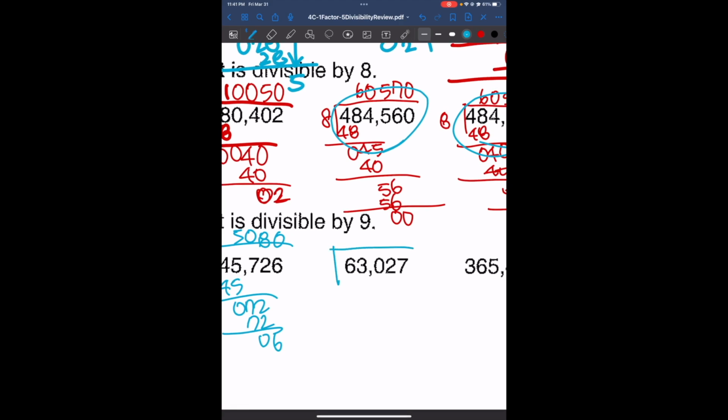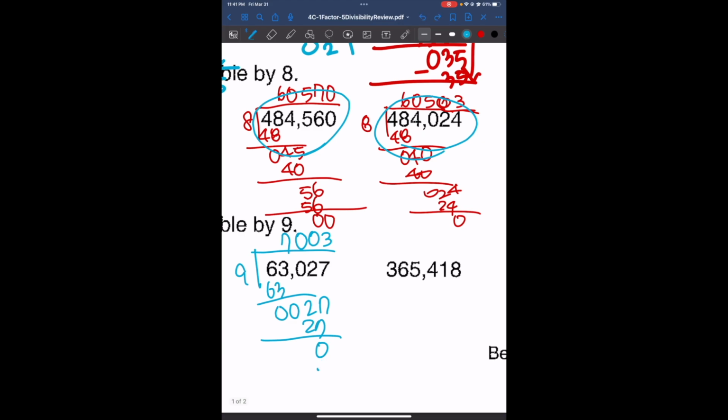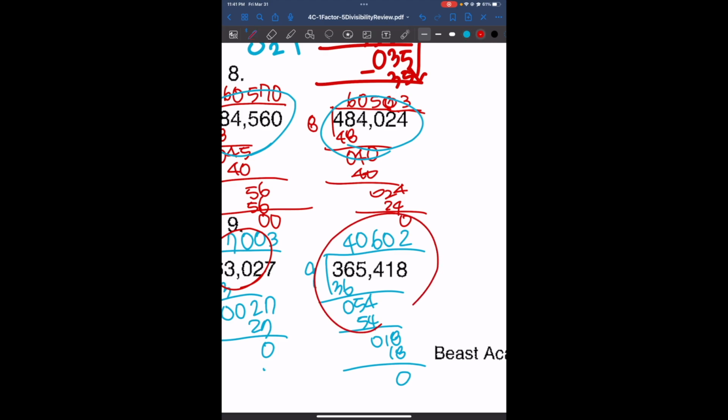And for 63,027, we have 0 as our ending, so we don't have a remainder, so it is divisible by 9. And last but not least, if we divide this number by 9, it is divisible since we don't have a remainder, and so we're going to say that this number is divisible by 9.